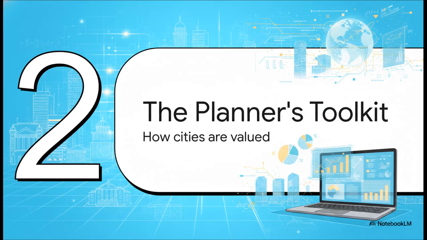So we've seen the historical blueprints, but how do planners actually manage cities today? Well, they've swapped those simple diagrams for a really powerful toolkit. A huge part of this is econometrics, which I know is a fancy term, but it basically just means using data and statistics to understand economic problems and predict what might happen next.